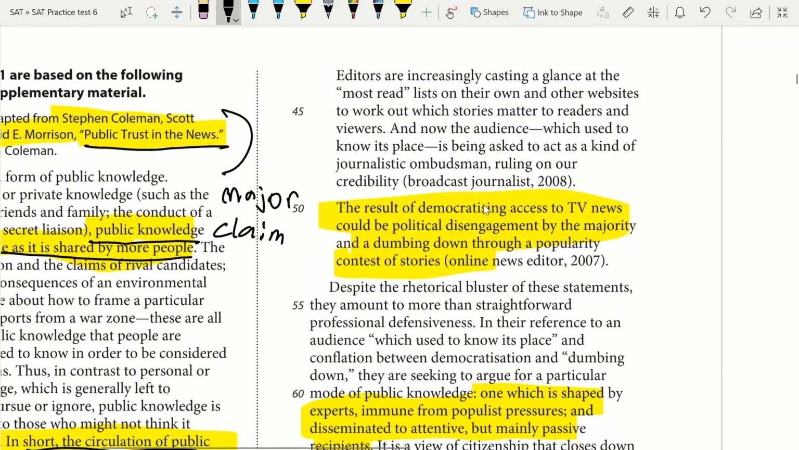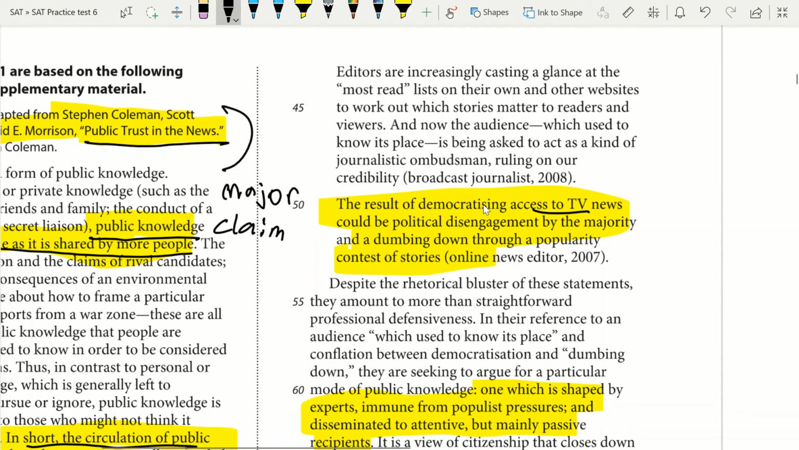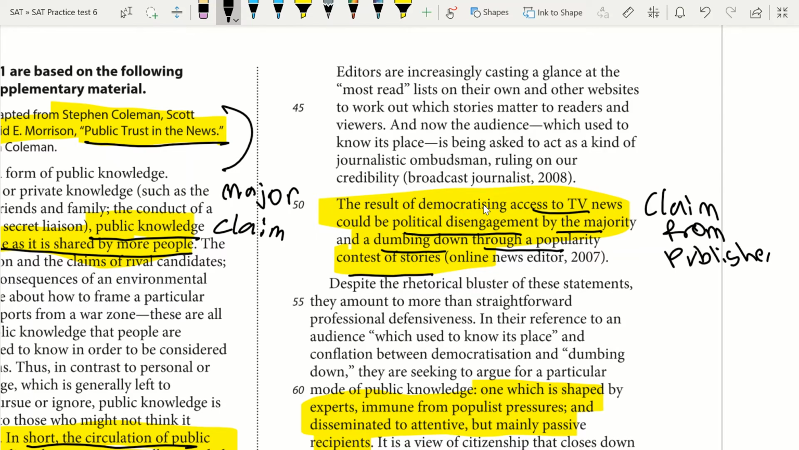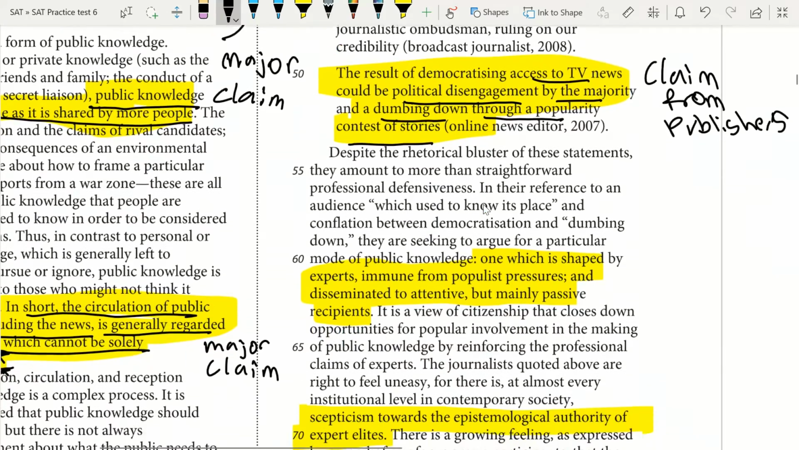Next up, we got the result of democratizing access to TV news could be political disengagement by the majority and a dumbing down through a popularity contest of stories. Okay, so this is a claim from publishers. Claim from publishers. Once again, anytime I have a claim, I want to make sure I highlight that. So that one, once again, claim.